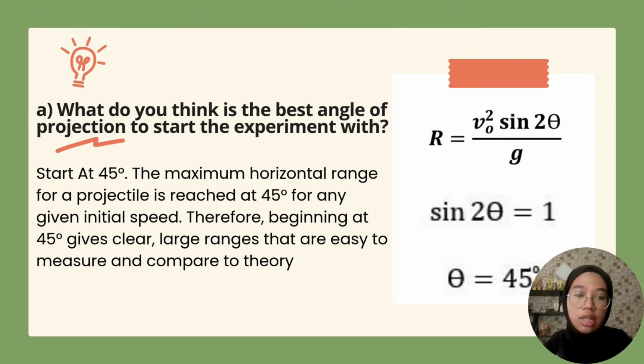On the right side, this is how we get the value of 45 degrees. Using the maximum horizontal range, R equals v naught squared sin 2 theta over g, we use sin 2 theta equal to 1. Why? Because it is the highest value. So we rearrange this equation and we get 45 degrees. So we should start this experiment with 45 degrees.